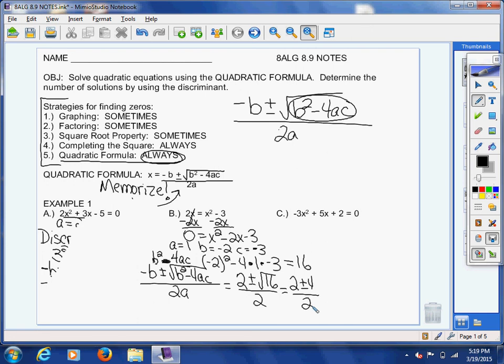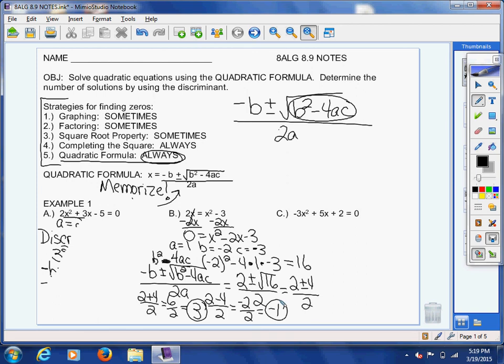So let's break it up into two fractions. We're going to do 2 plus 4 over 2, and then we're going to do 2 minus 4 over 2. 2 plus 4 is 6, and 6 over 2 is 3. So yeah, one of my x-intercepts is 3. 2 minus 4 is negative 2, and negative 2 over positive 2 is negative 1. And there's my other x-intercept.